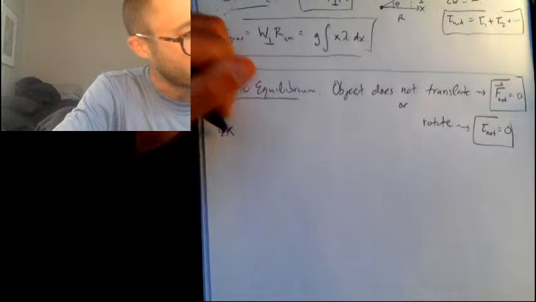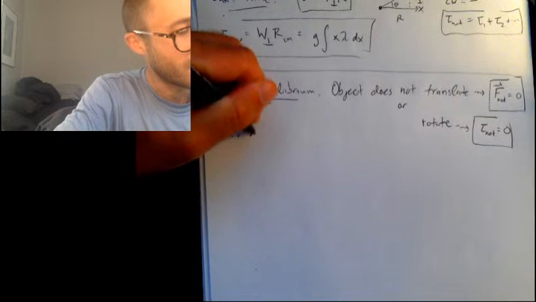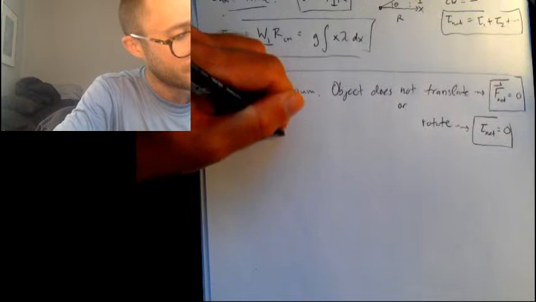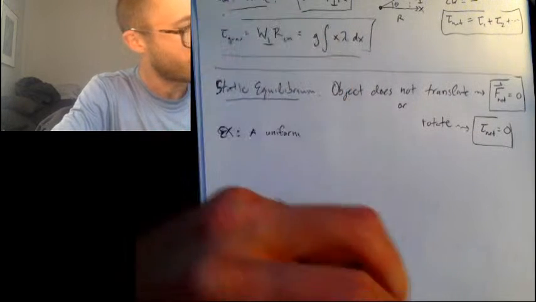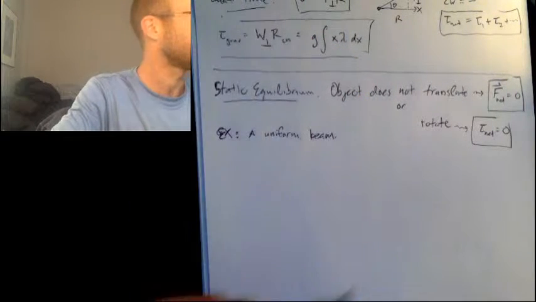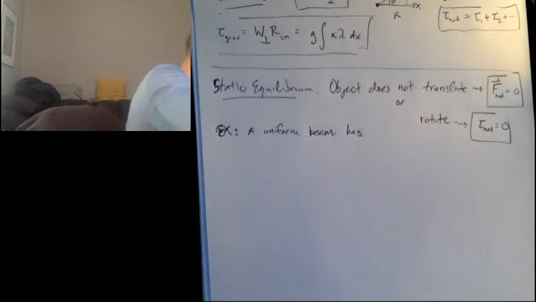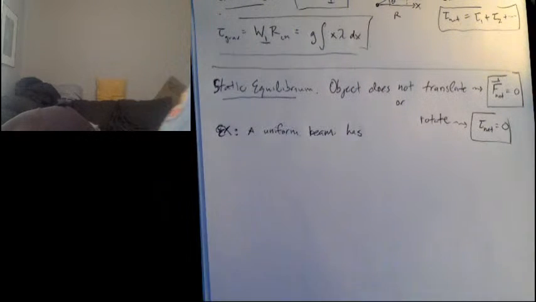So let's do an example. We have a uniform beam. I might be running out of ink here. I need another pen here. BRB.